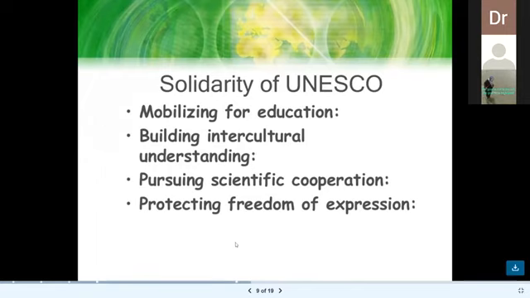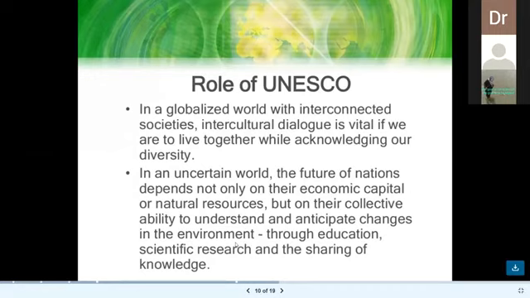So next one is the role of UNESCO. In a globalized world with interconnected societies, intercultural dialogue is vital if we are to live together. The main role of UNESCO is to focus on environmental issues in this interconnected world, and also mainly to make peace.